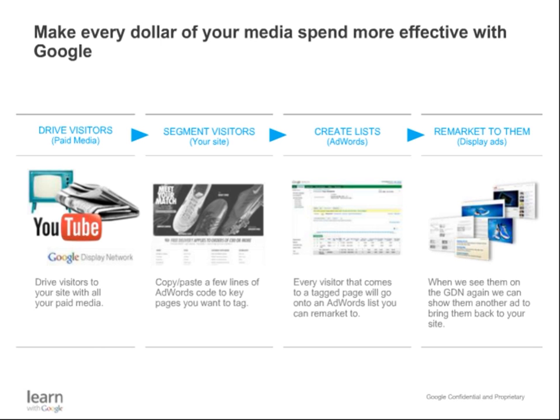The second thing that we really recommend you do is to segment your visitors. Figure out exactly who these users or customers are based on how they're interacting with your brand and your website. The third piece is to create lists within the AdWords interface, within the Google interface, based on these segments. And the fourth piece is to remarket to them.